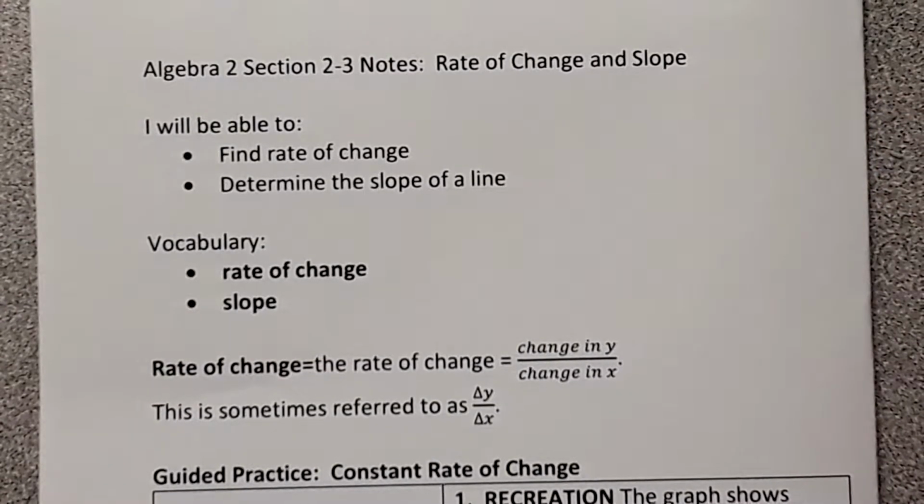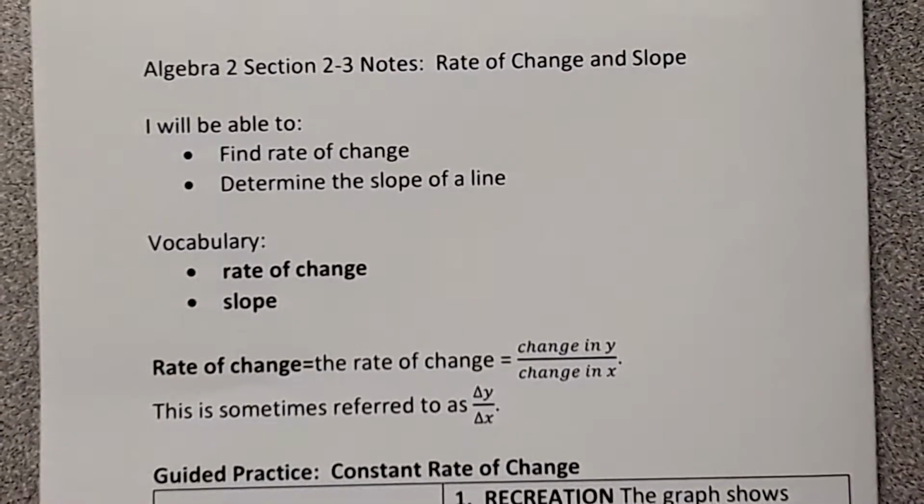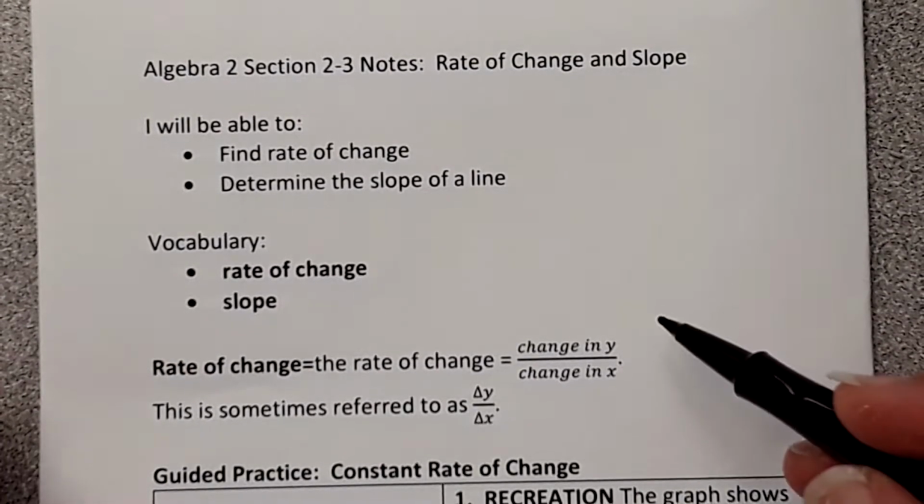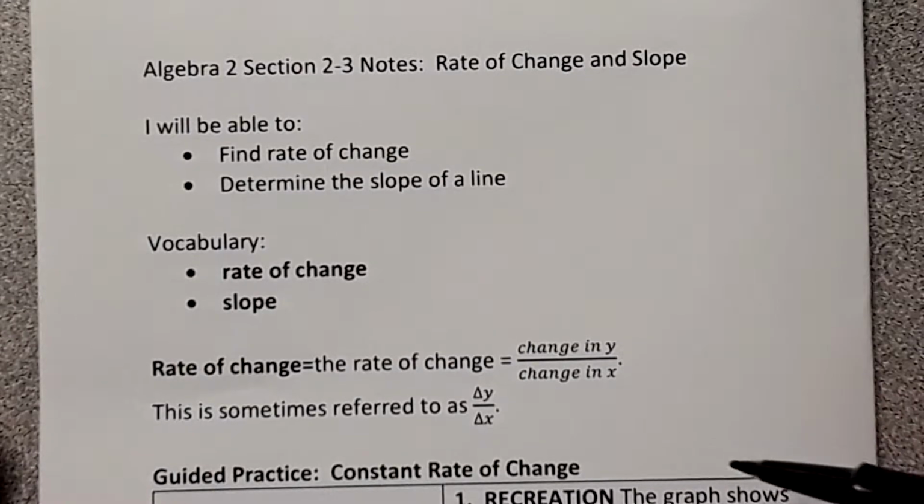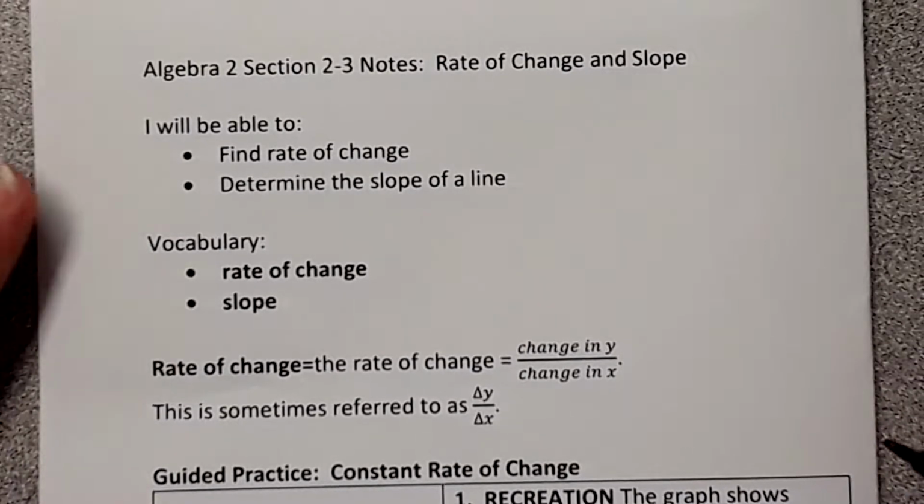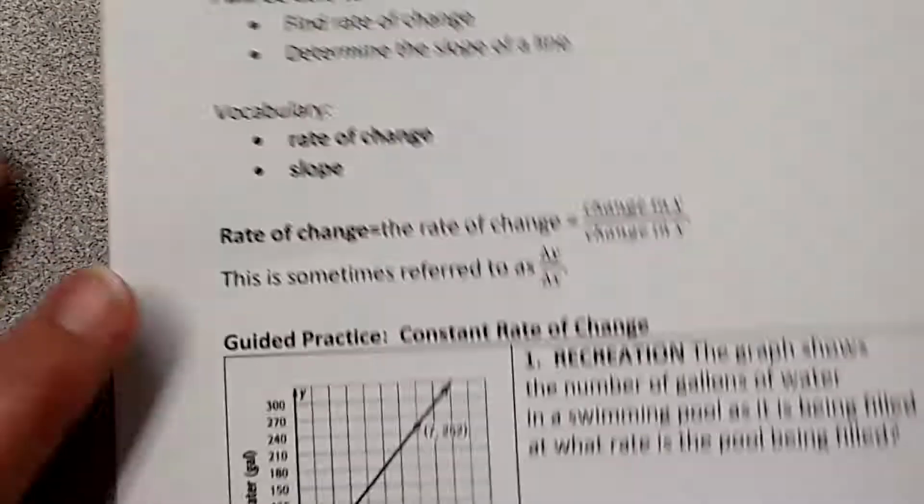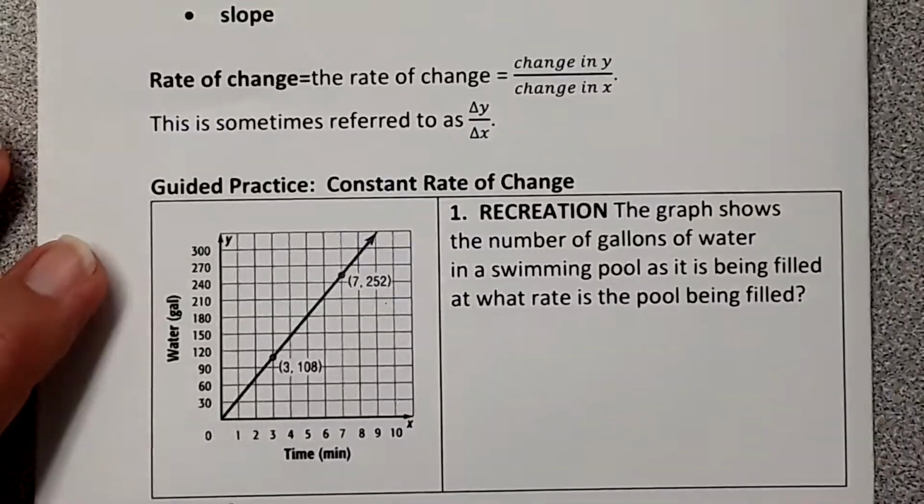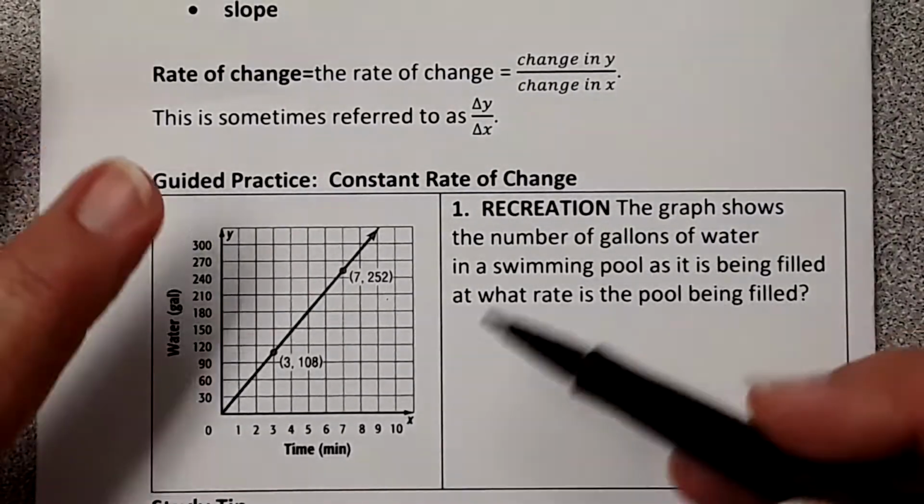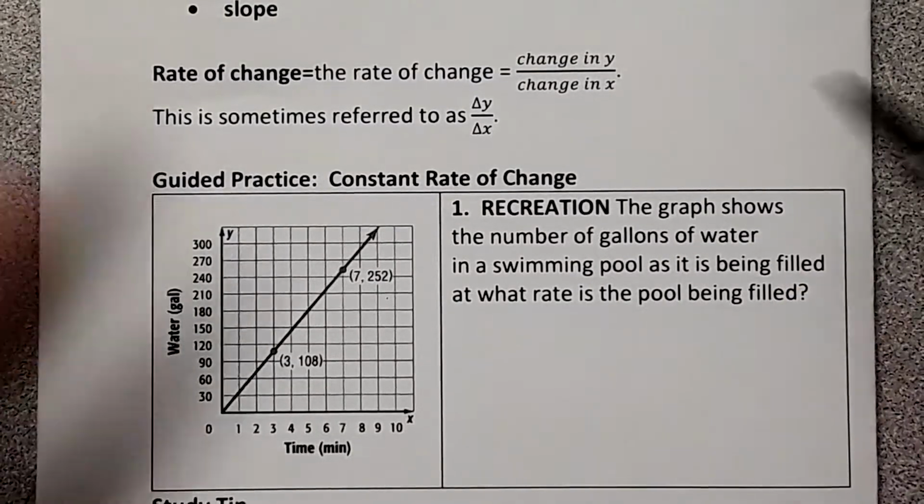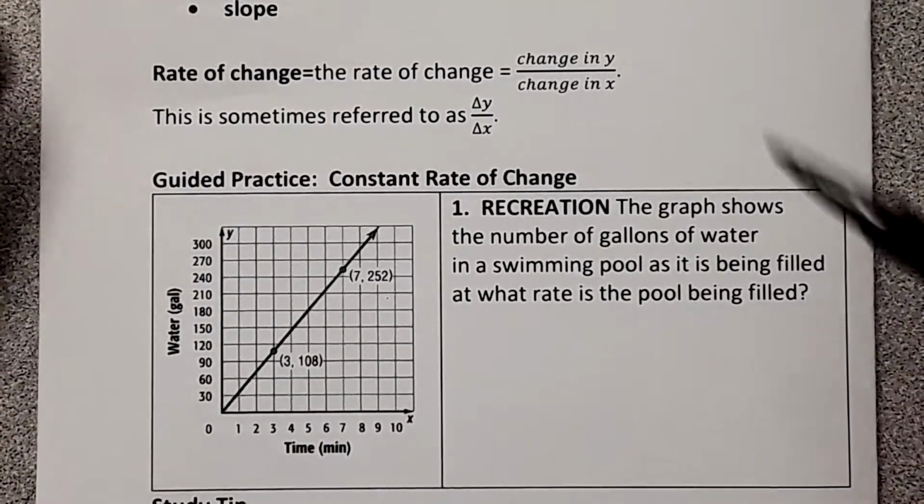Rate of change is slope. It's the same thing. It's basically the change in y over the change in x. Do you remember how to find the slope if I give you two points? So it's the change in y over the change in x. That's what we're going to focus on, so we're going to look at this problem and talk about the change in y over the change in x.